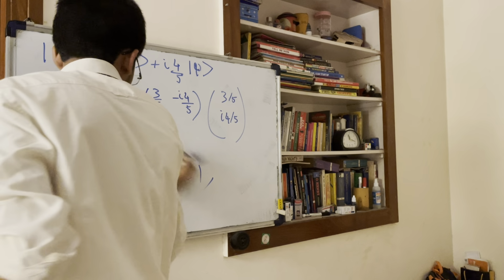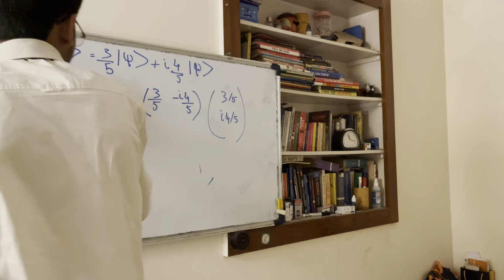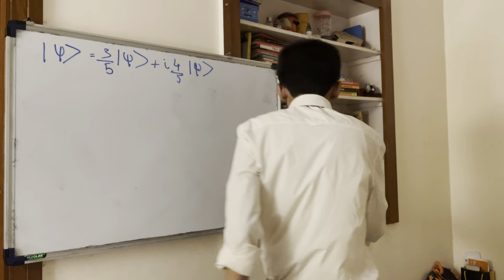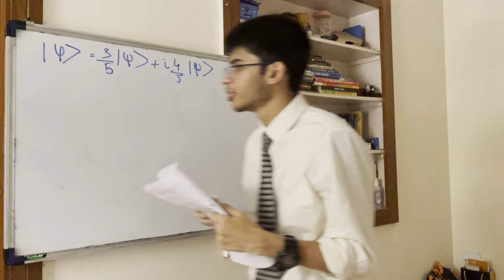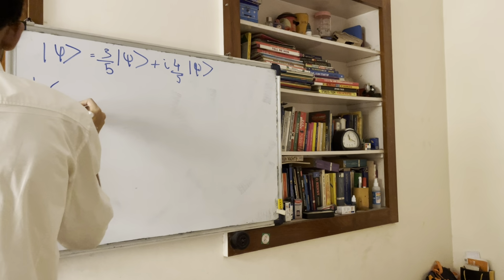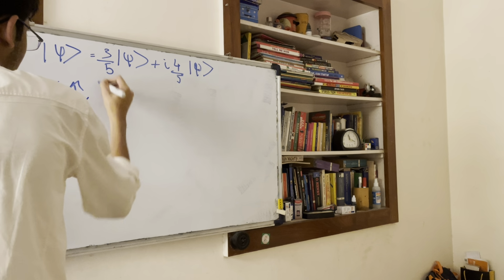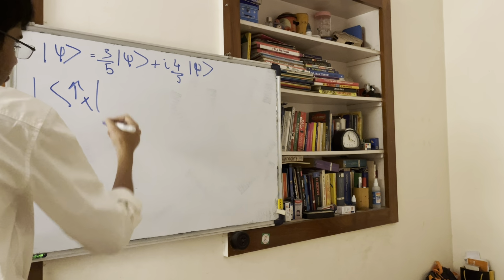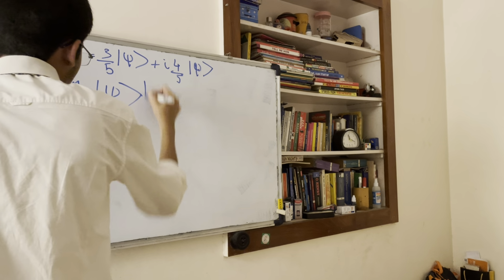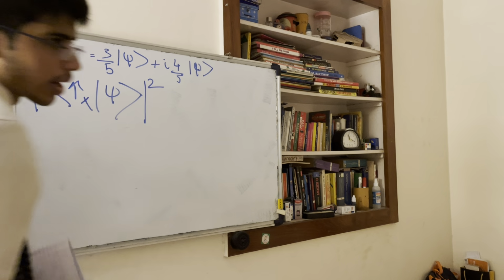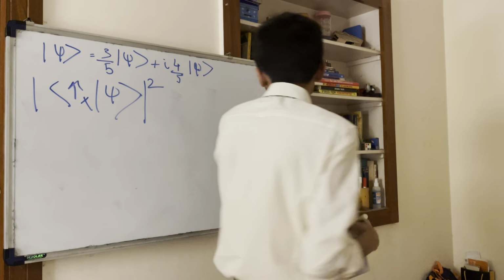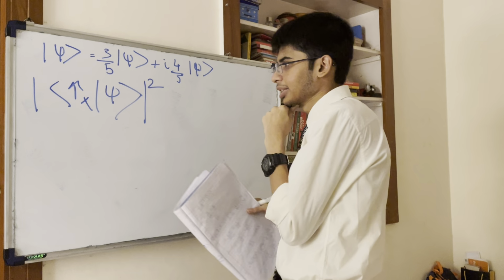Now let's find the probability along the x-axis being spin up. How do I do that? Well, as I said, we have to write it in a certain way. That will be the probability of the particle along the x-axis being spin up, the inner product with psi, this thing, whole squared. So this is how I write the probability of the particle being spin up along the x-axis.